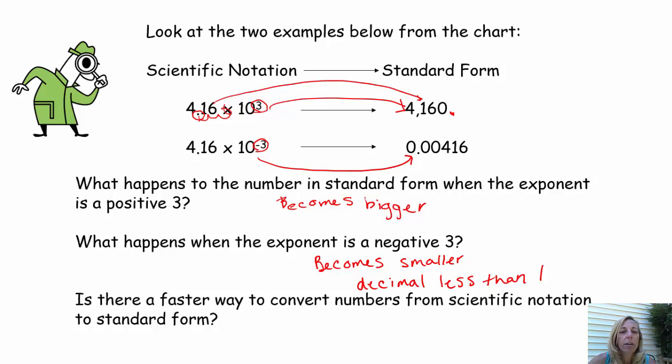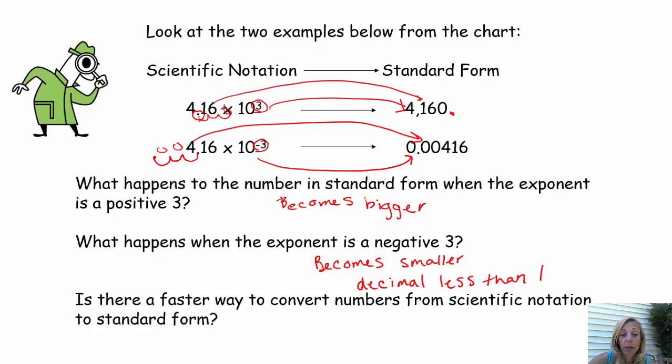Now let's take a look at our negative. Notice it's a -3. Because it's a -3, I must move to the left 3. 1, 2, 3. And look what happens. My decimal matches my answer. So my exponent actually tells me which way to move the decimal point.